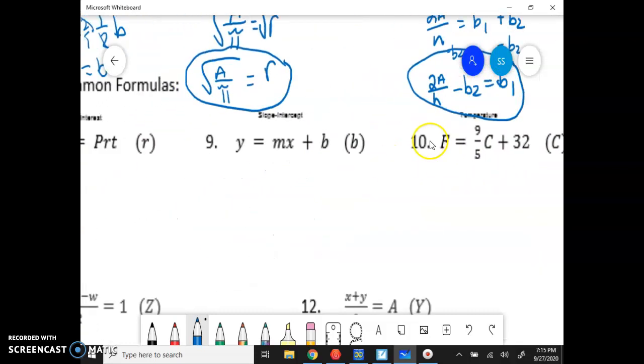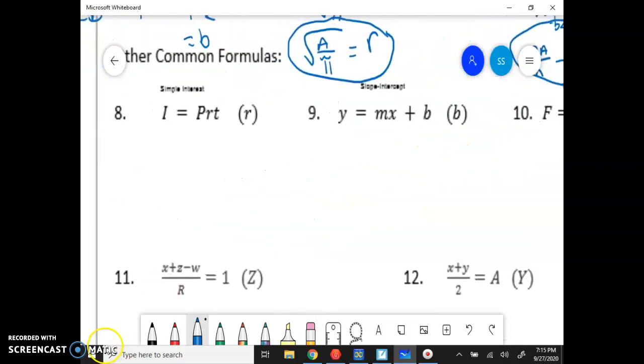All right, let's keep going. Number 8. Here's an easy one. This is just the formula for calculating simple interest. So interest is equal to the principal times rate times time.